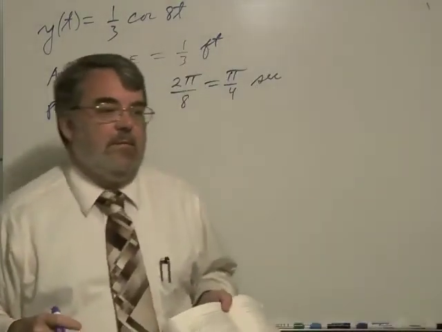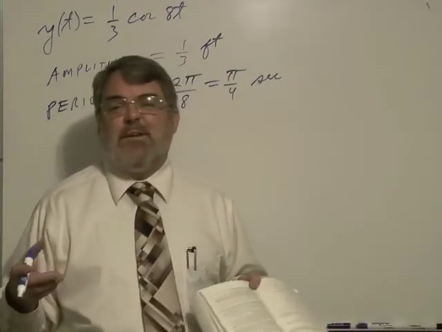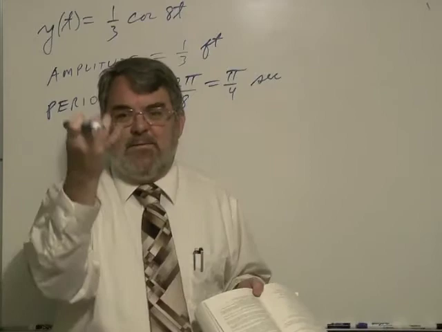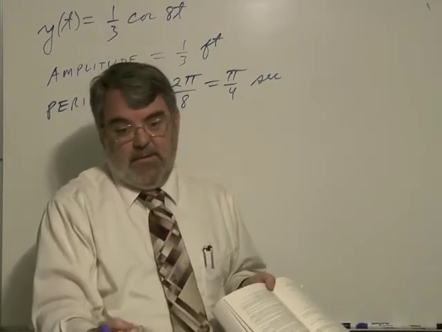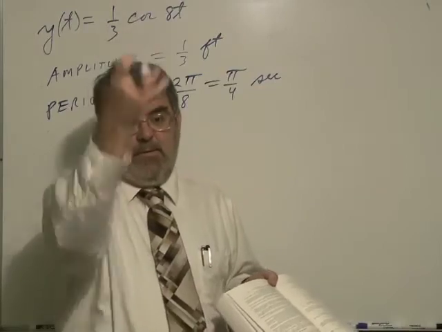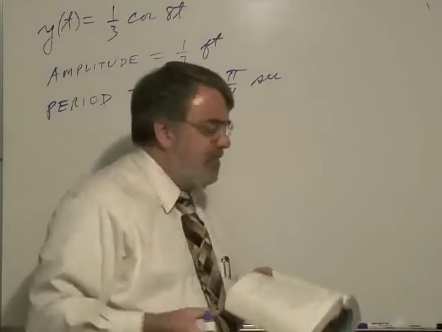So that means in pi over 4 seconds, whatever that works out to be, 3/4 of a second, it does one up and down bounce. So you pull it down, you let go, it goes up, and then comes down. In pi over 4 seconds, that's one period.